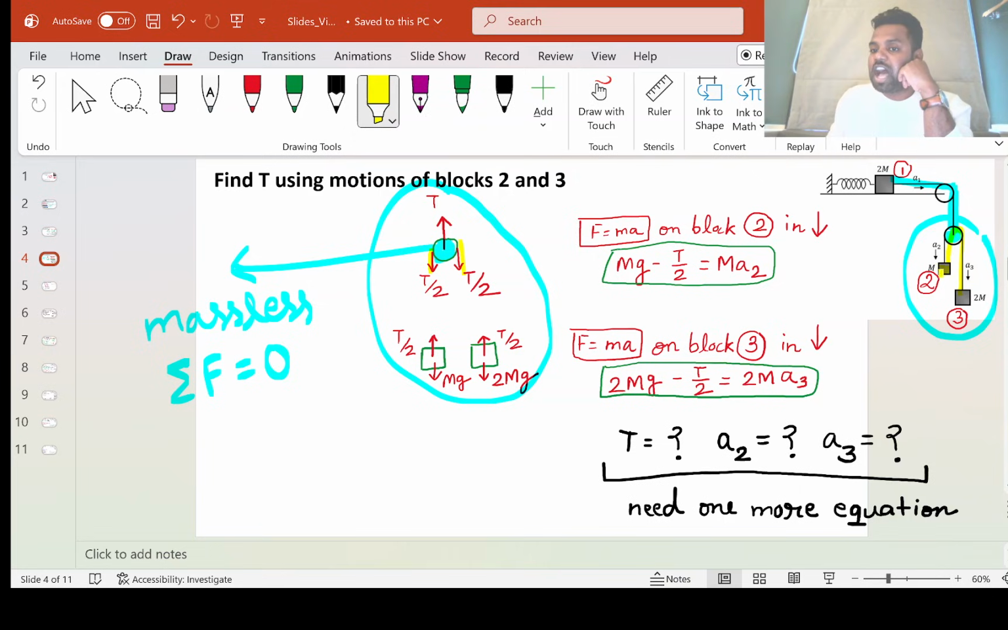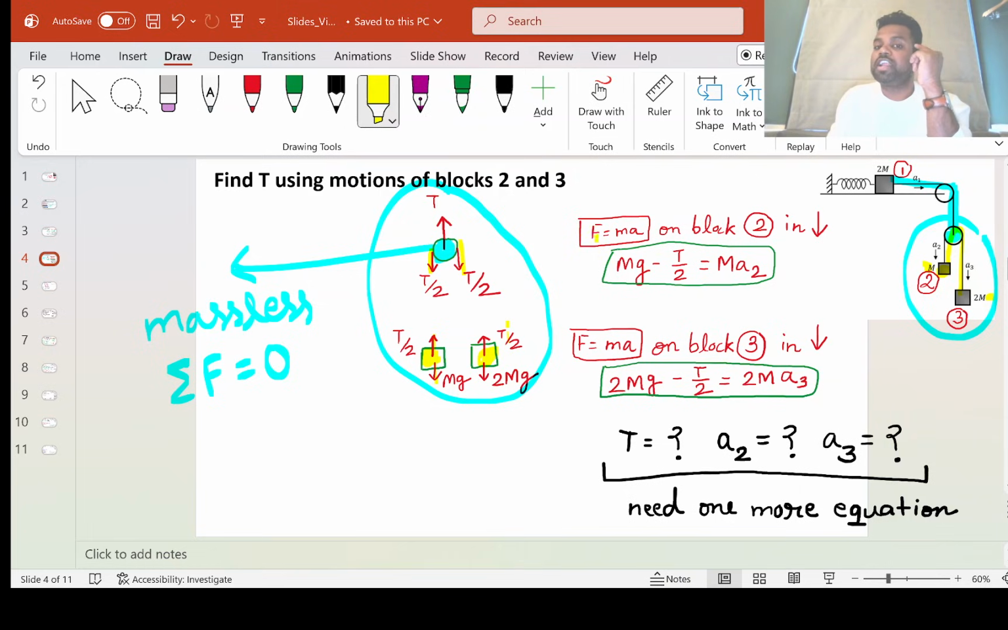Now this T half is applying on this block here upward, block 2, right, T half, and the weight of block 2 is mg, the mass is m, and then on this block T half is upward again and the weight is 2mg.